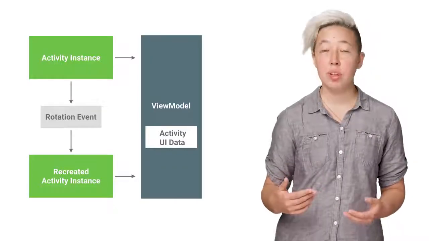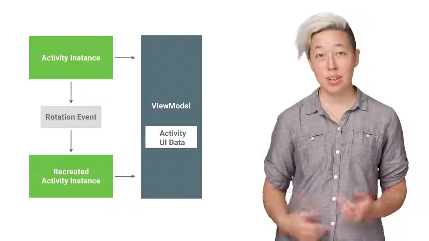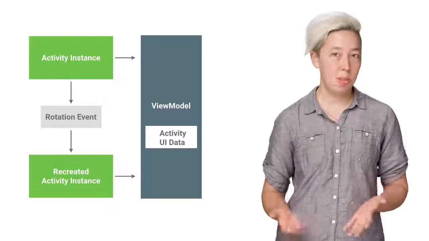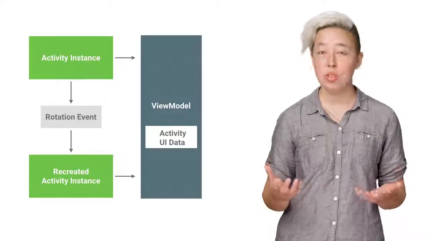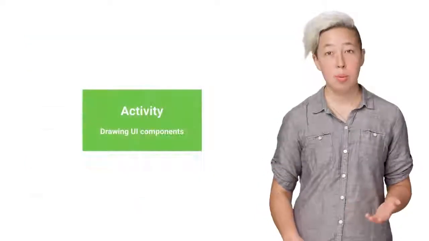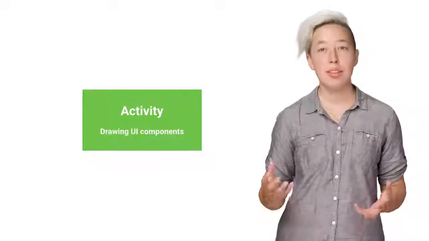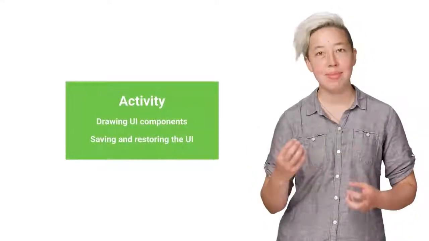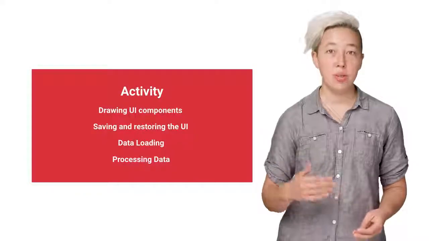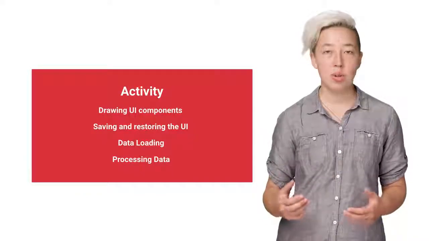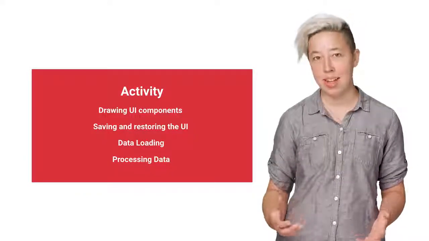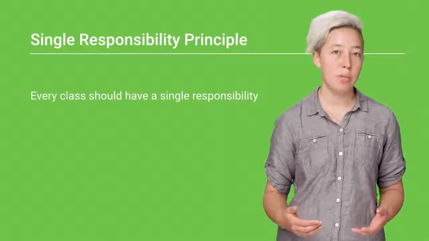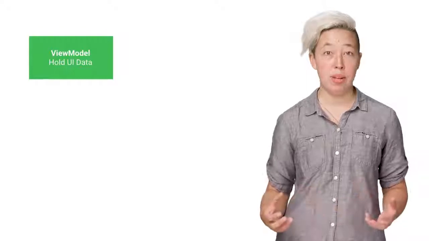Instead of storing all of your UI data in the activity, put it in the ViewModel instead. Now this does help with configuration changes, but it's also just good software design. One common pitfall when developing for Android is to put a lot of variables, logic, data, and other things in your activities or fragments. And what this does is it creates a large, unmaintainable mess of a class, and it violates the single responsibility principle. You can use ViewModels to easily divide up that responsibility.